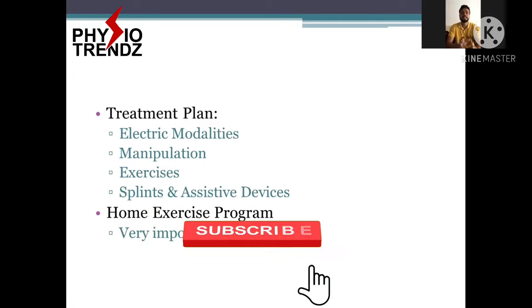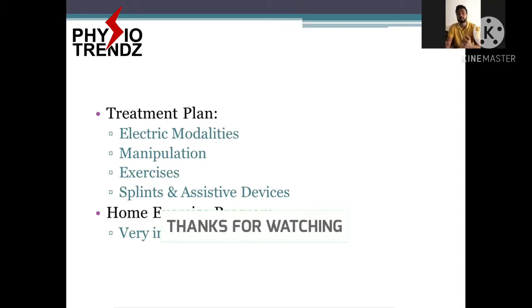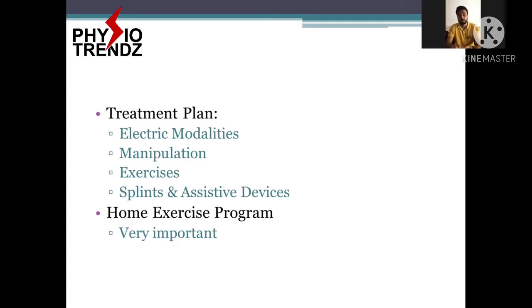First, if there is any requirement of electric modalities, then we have to mention them. In that also, we have to mention for how much duration we are going to give that particular electric modality, and in which particular part, every detail. Then manipulation. If there is any requirement of mobilization, muscle energy technique or other manipulative techniques, we have to mention for how long and how many days. Then exercise programs: what exercises the patient has to perform, how many repetitions, and from which day to which day, all that information along with the exercise name.